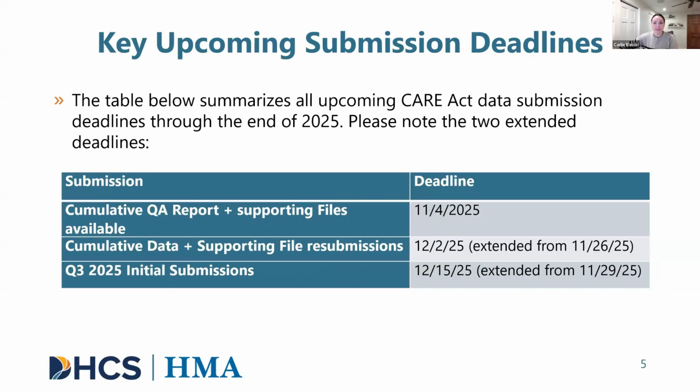A reminder here on deadlines, these files were distributed to counties on 11/4/2025. We are asking for corrections submitted back to us by 12/2/2025. This is an extension from the traditional deadline, which would have fallen on 11/26. And then to give counties some additional ability to focus on these cumulative corrections, we've also issued an extension to the Q3 initial submission deadline, which was initially scheduled for 11/29. These initial submissions are now due back to us on 12/15/2025.